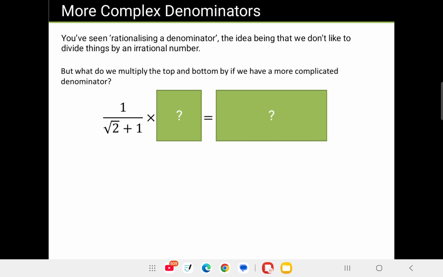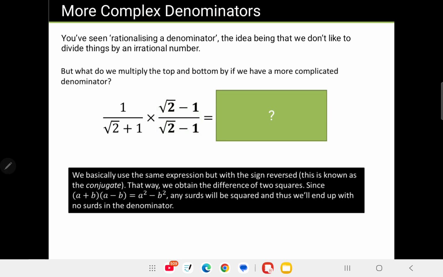So we have more complex questions on rationalizing the denominators. If you want to eliminate your surd value from the denominator, in this case we have to change this sign from positive to negative and times by that up and down to get rid of the surd value from the denominator.